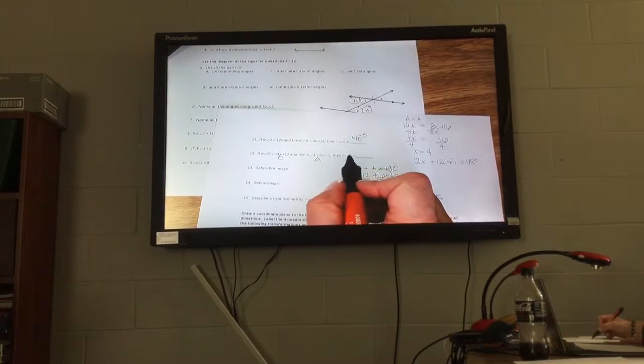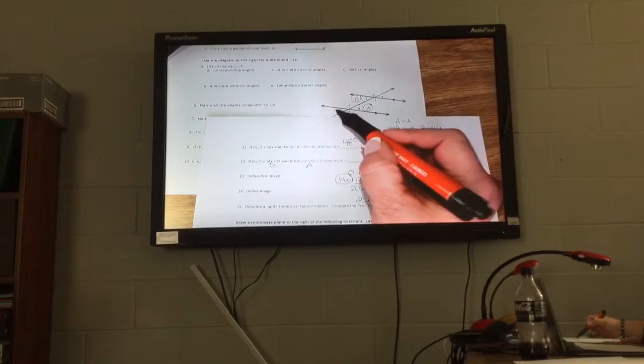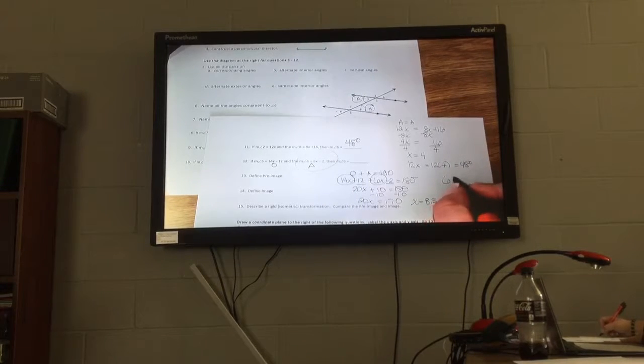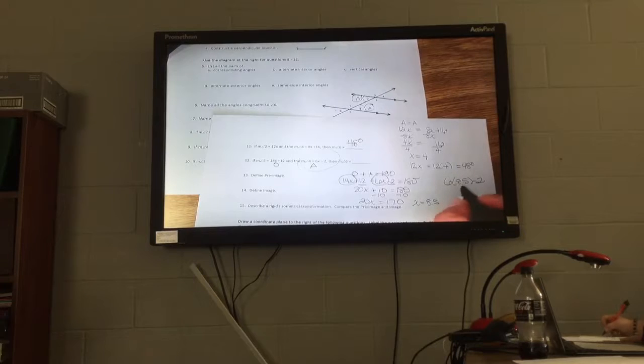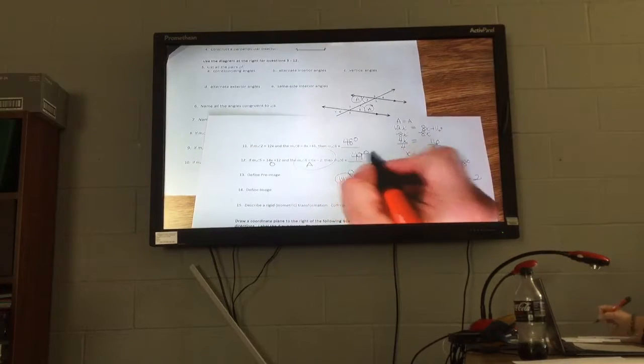It says find the measure of angle 6. So 6 is an acute angle, so I'm going to plug it into the acute. So that's 6 times 8.5 minus 2. 6 times 8.5 is 51, minus 2 is 49 degrees. So number 12 is 49 degrees.